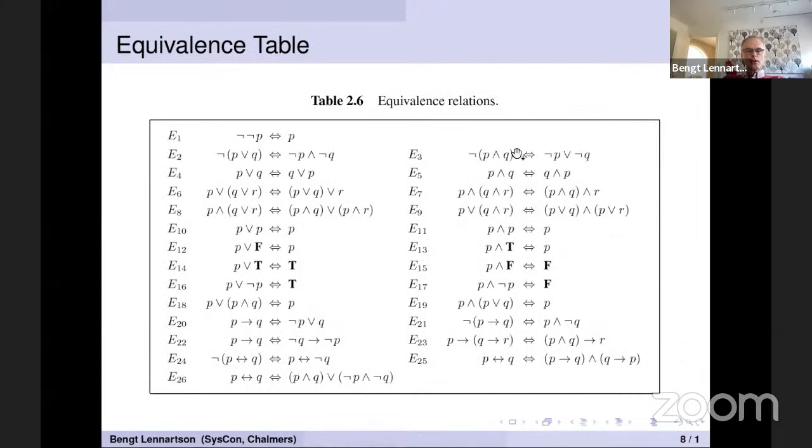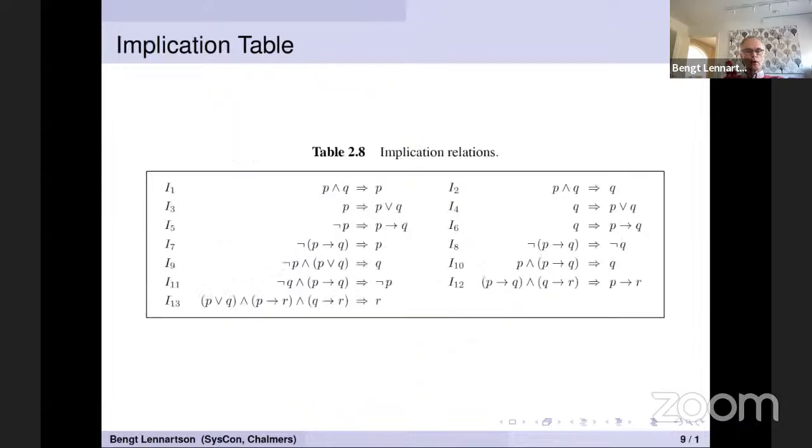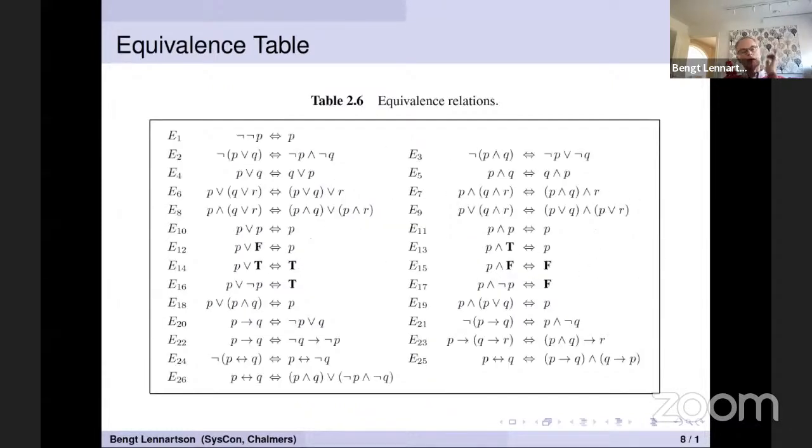Based on these equivalence relations, we can actually prove some more complex expressions. And I will soon show you this. But before I give you a couple of examples, I will go through the whole, well, let's call it theory, if you like. And then I will switch to another presentation.